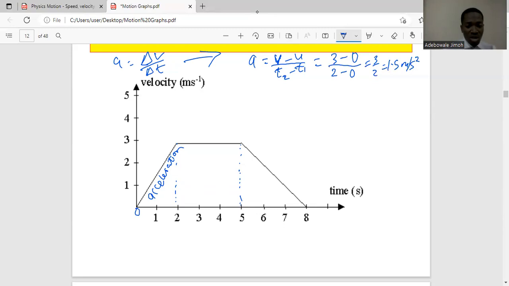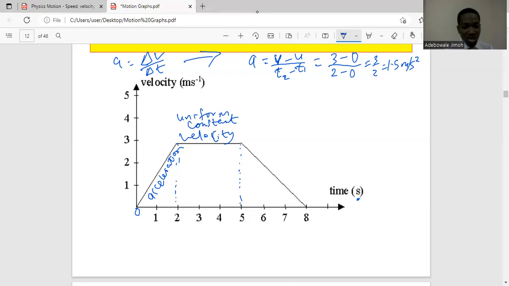So take note that from 2 seconds to 5 seconds, the object traveled at uniform or constant velocity. What does that mean? It means the velocity did not increase despite the fact that the time was increasing. So the velocity is constantly at 3. From 2 seconds to 5 seconds, the velocity maintained that value of 3 meters per second.